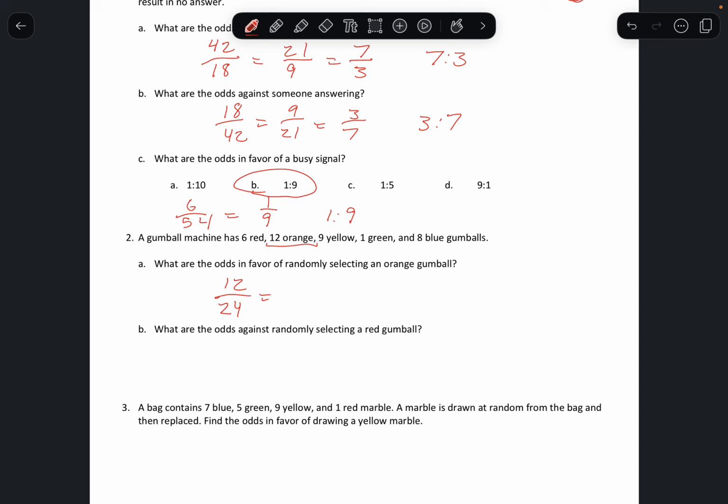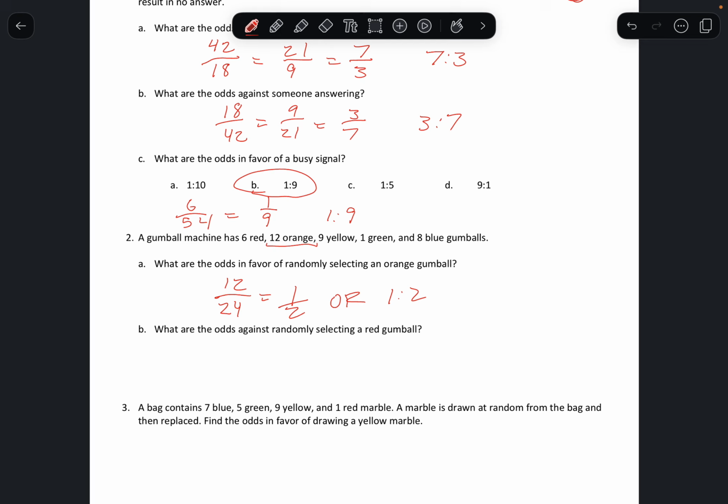Okay, so I get 12 out of 24, which would be 1 divided by 2, or if you want to write it as 1 to 2, that's fine too. Okay, what are the odds against randomly selecting a red gumball?